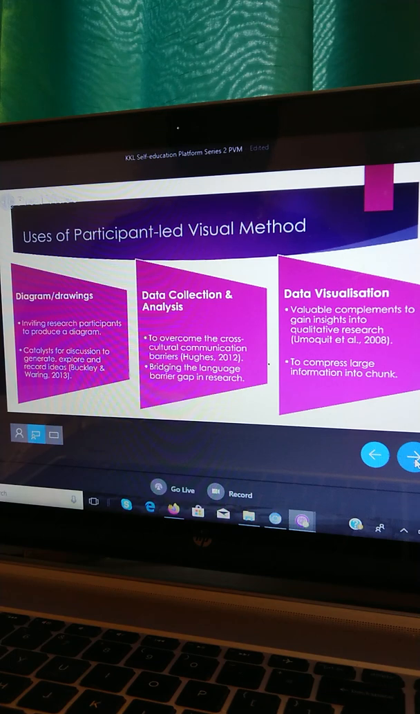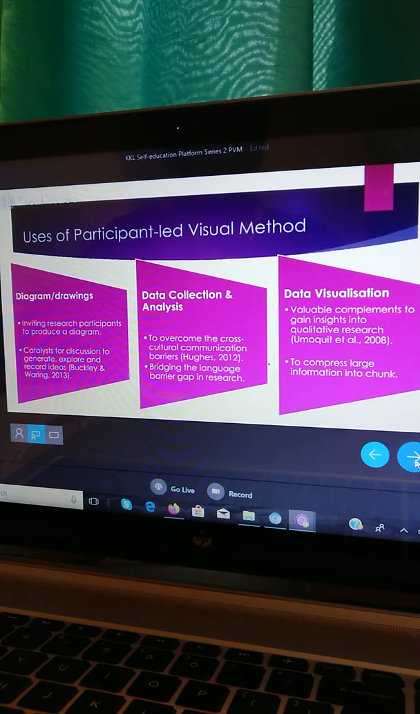Because these participants have been asked to produce a diagram, and they were able to talk through it during the interview session with me. So it is not that what they said has not been interpreted the way they said it during the interview session, because I'll be able to produce this diagram alongside my interview scripts.